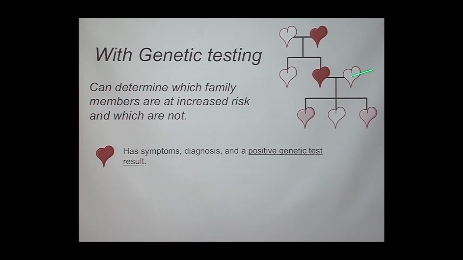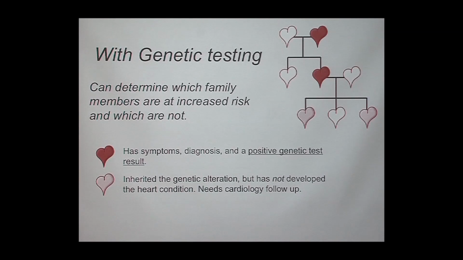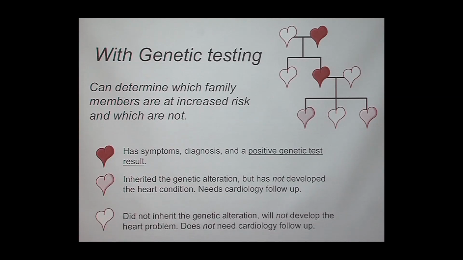So this individual has symptoms and diagnosis and a positive genetic test result, which can then be used through single-site testing. So, for example, for this person, we might have done a panel to figure out which gene is involved. But once that's done, we would do a single-site test in his children to see which one had inherited the genetic alteration, but may not have developed a heart condition and would need follow-up, whereas this individual did not inherit it and therefore would not need ongoing surveillance.